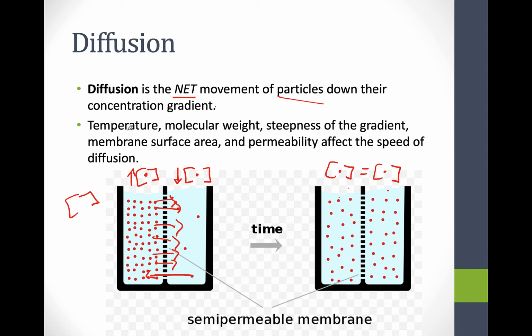We can make diffusion go faster by increasing the temperature, by increasing the steepness of the gradient, by making it more surface area, and by making it more permeable. The molecular weight of the molecule will also affect how fast diffusion goes. The bigger this red dot, the slower it's going to move across. Really small red dots are going to be able to move through easier.